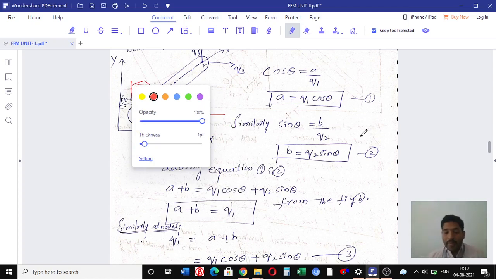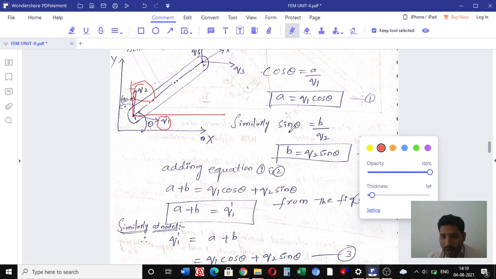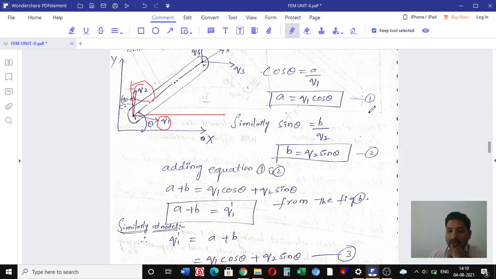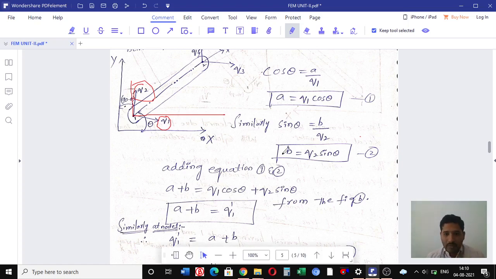B by q2. After that you need to cross multiply: sin theta into q2, so b is equal to q2 sin theta. The a value is q1 cos theta, considered as equation number 1. B equal to q2 sin theta is considered as equation number 2. After that, we need to add equation number 1 and equation number 2. On the left side, a plus b, and the a value is q1 cos theta, the b value is q2 sin theta.